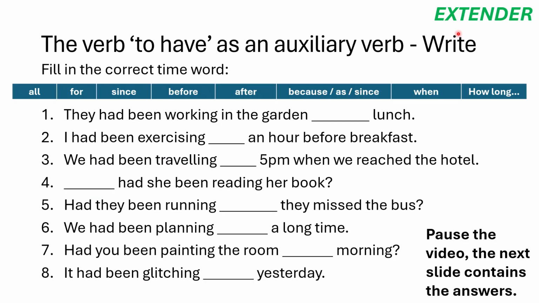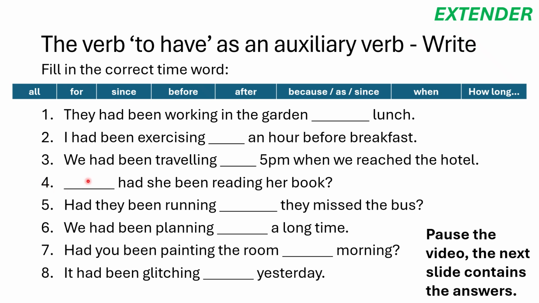Here is an extender for anybody who would like a challenge. Fill in the correct time word: all, for, since, before, after, because, as, since, when, how long. 1. They had been working in the garden ___ lunch. 2. I had been exercising ___ an hour ___ breakfast. 3. We had been travelling ___ 5 p.m. ___ we reached the hotel.